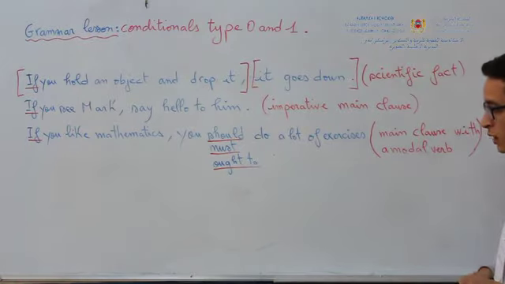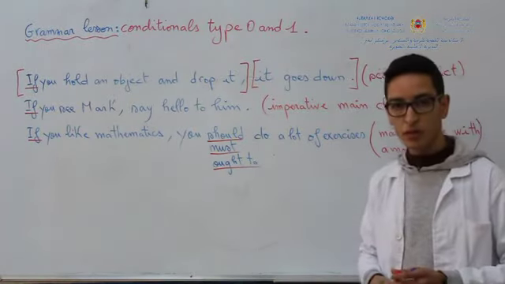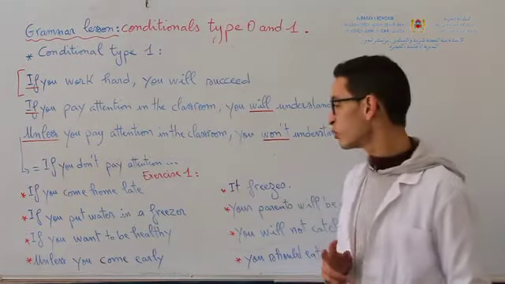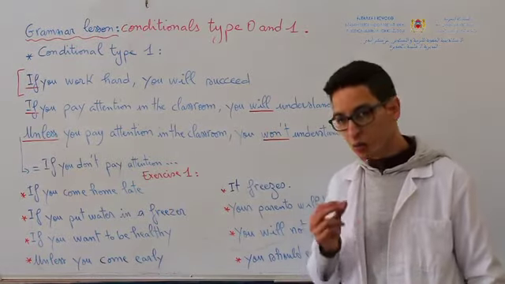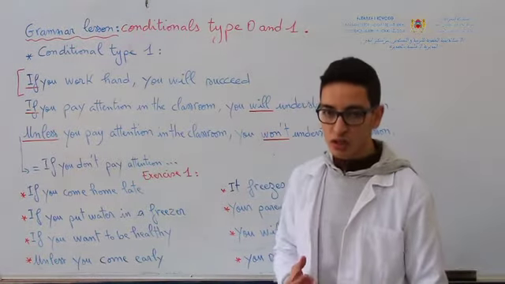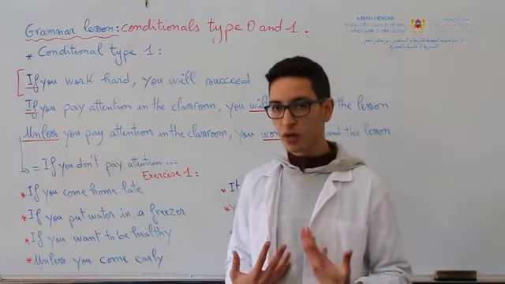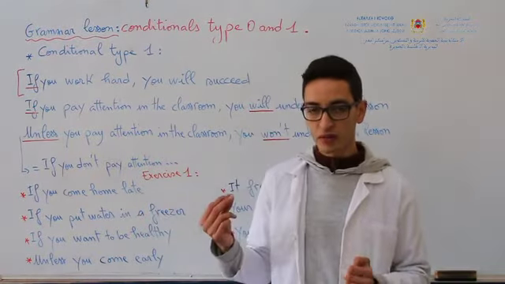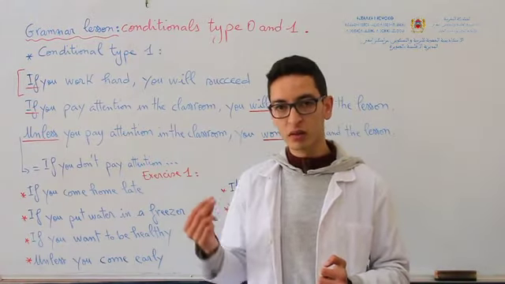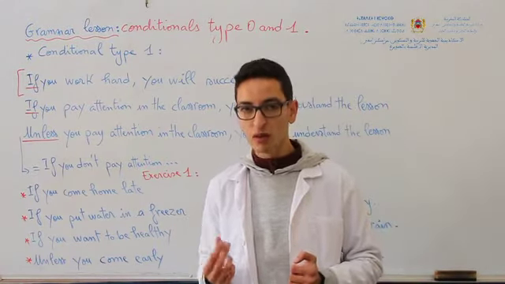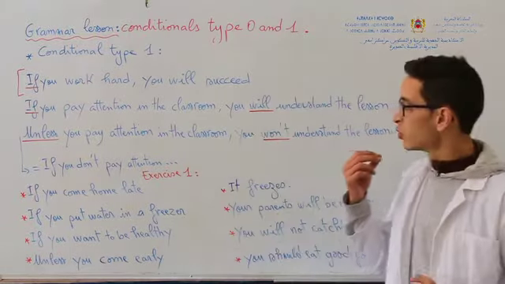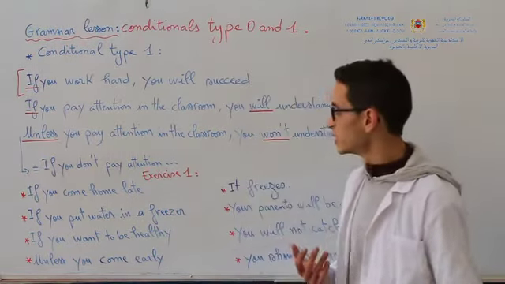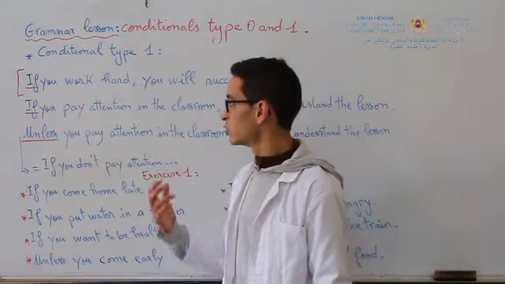So now let's get on with the second part of the lesson, which is conditional type 1. Now, when do we use conditional type 1? We usually use it when we have a cause which leads to a certain result. The result is not, let's say, 100% sure to be met, but it's likely, or highly likely. Let's see the examples, and you will have an idea about what I'm talking about.